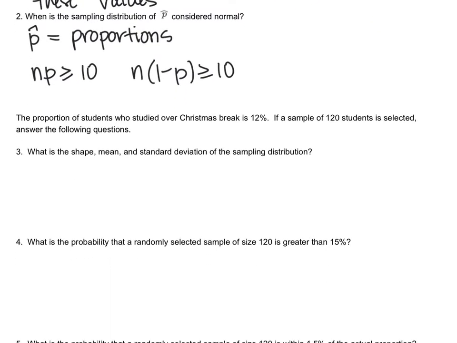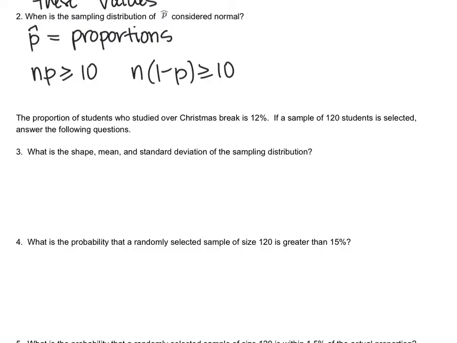So next we're going to take a look at some examples. So we have the proportion of students who studied over Christmas break is 12%. If a sample of 120 students is selected, answer the following questions. So we want to talk about the shape, mean, and standard deviation of our sampling distribution.